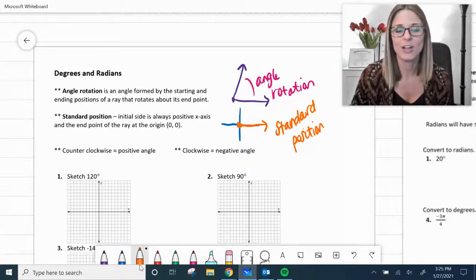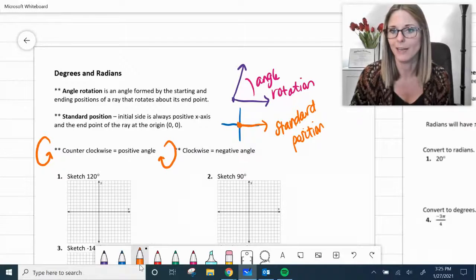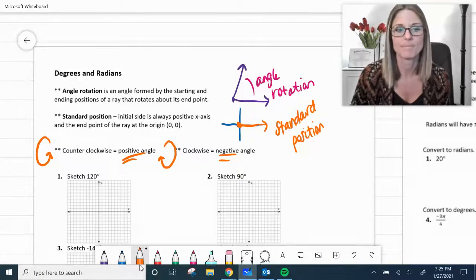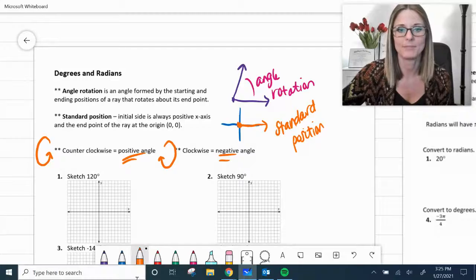Counterclockwise. So counterclockwise is going to go up, around, to the left. Clockwise is going to go up and right, like a clock. Okay. Counterclockwise is going to be a positive angle measurement. If we go down and around, negative measurement. Let's look at what we got.